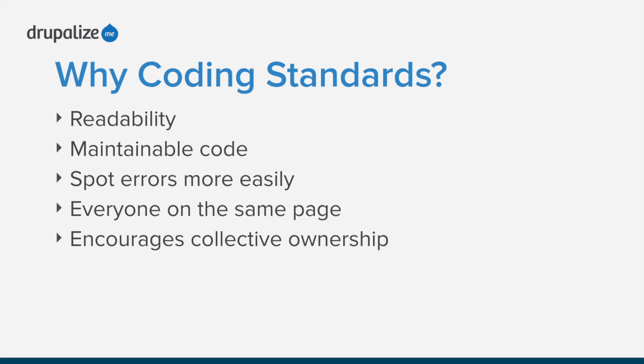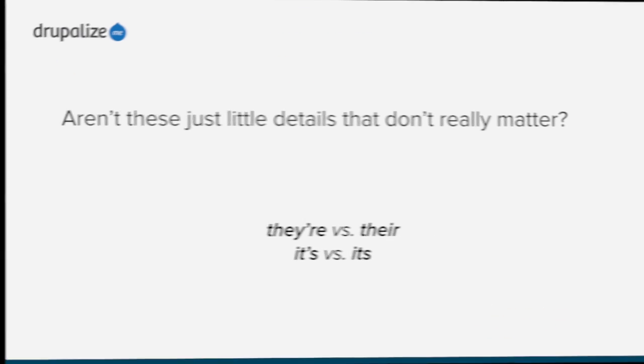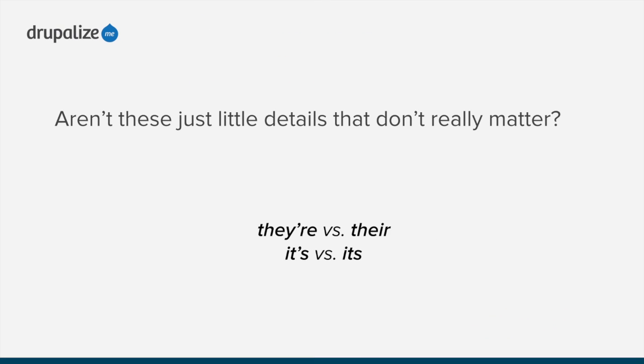In a community sense, coding standards also encourage collective ownership of the code. It means that we're all concerned about the details together, and that we all care about the way that our code looks and the way that it's formatted and the way that it works. This is important for a large open source community like Drupal. And you might be thinking to yourself, okay, coding standards, aren't these just little details that don't really matter? Well, yes and no. From the perspective of the computer that has to run the code, it couldn't care less.